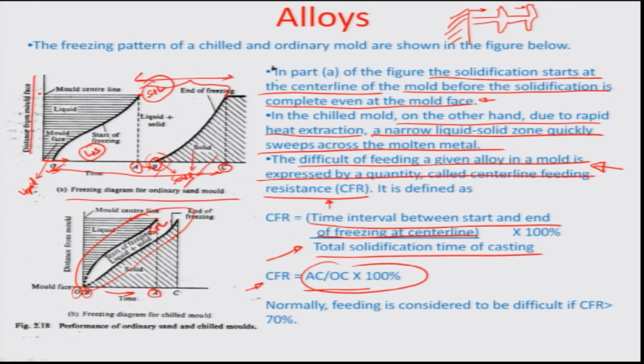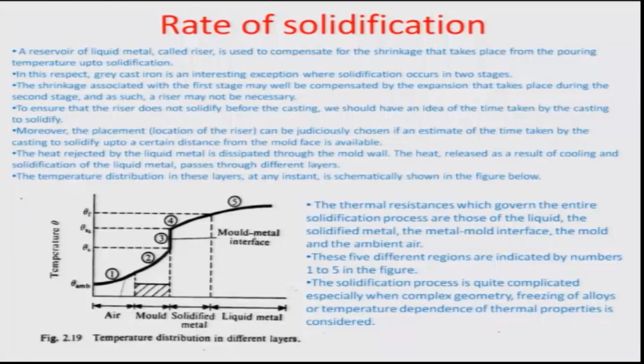So, obviously, if this time interval were narrow, for example, in a case of this chill, time interval becomes lesser. So, the total CFR which would be typically obtained would be lesser, because obviously this time interval AC is much lower in comparison to this where the chill was not used. So, this is a case where there is a chilled mold. So, chill has definitely a lot of advantages, because it prevents the dendritic growth as well as reduces the centerline feeding resistance.